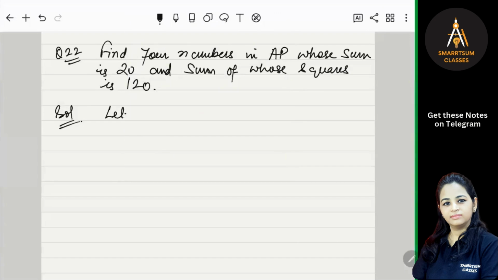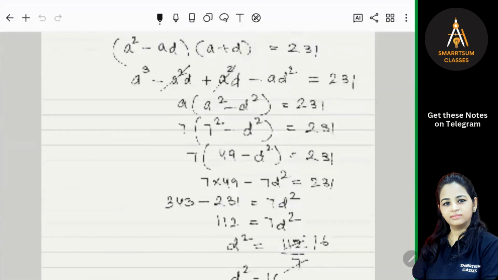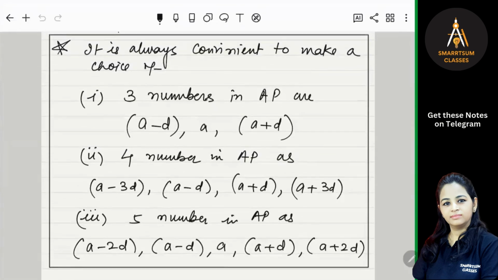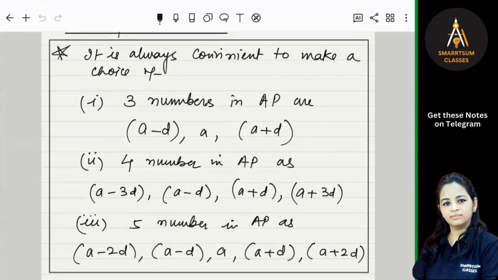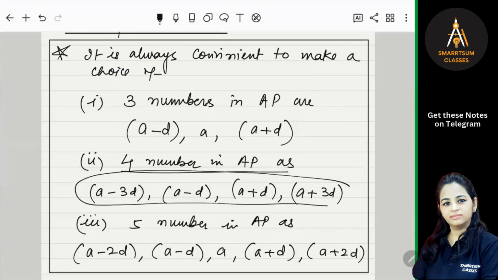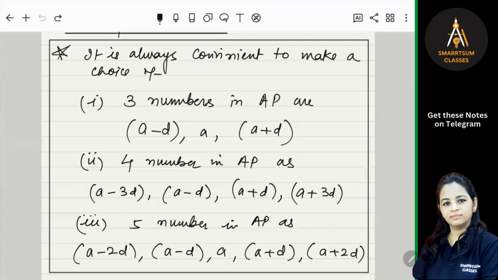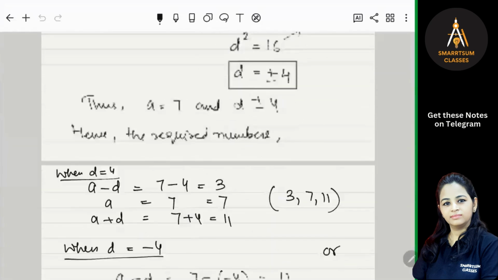So let the required numbers in AP be, as I told you in the last class, we have to assume these types of numbers. So here we have to assume 4 numbers. 4 numbers in the AP can be assumed like this: a minus 3d, a minus d, a plus d, and a plus 3d. Got it? So we will assume these numbers here.